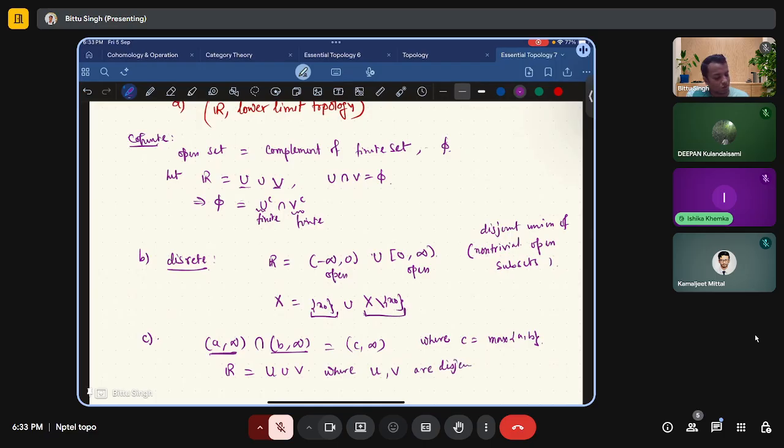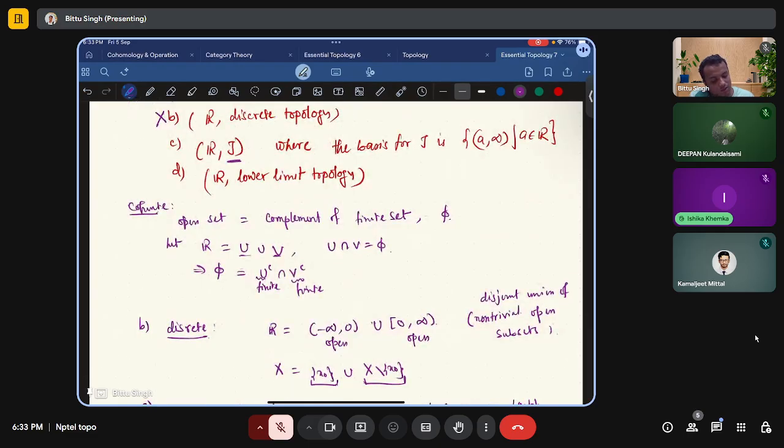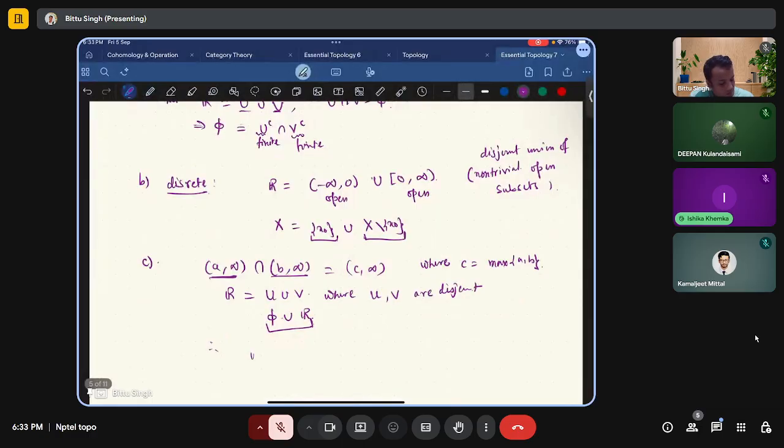So this is not possible. The only possible is the trivial one, the empty union R. This is the only possibility. So it is clear that R with respect to this topology, this is connected. R is connected with respect to the topology tau.